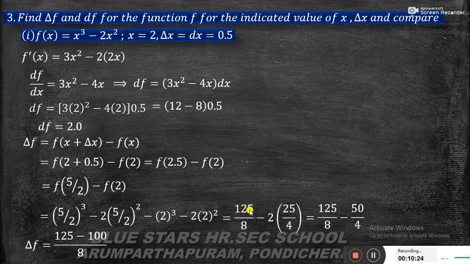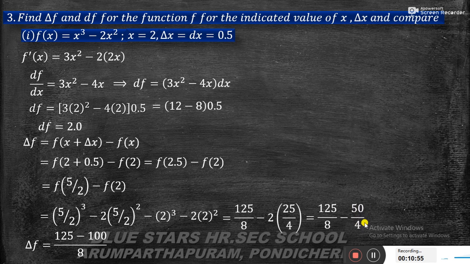So we got the answer 125 by 8 minus 2 into 25 by 4. So in the next step 125 by 8 minus 50 by 4. So I take the LCM in the denominator, 8. So the LCM is 8. So I take the numerator term 125. Here you see the second term, the denominator is 4, so we convert it into 8. So we multiply and divide by 2, 2 by 2, 2 by 2 means 100 by 8.